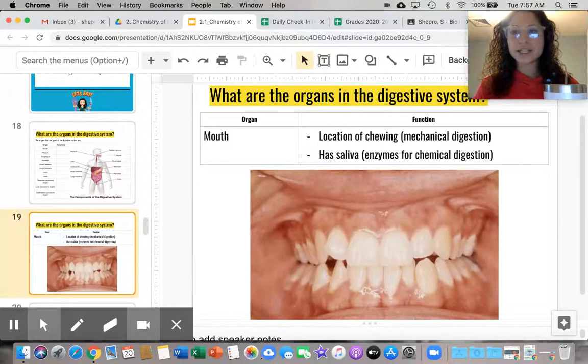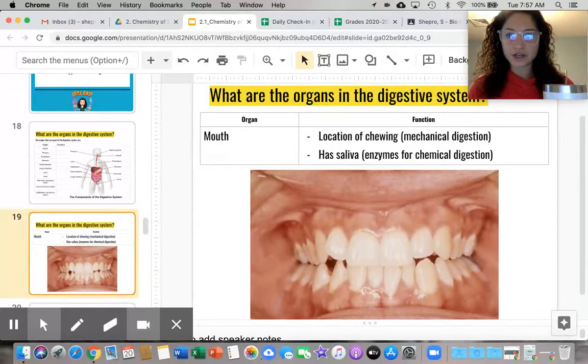So mechanical digestion is physically pulling the food apart into smaller pieces. And that's what chewing does. So when we chew our food, we are physically breaking the food down into smaller pieces so that our body can eventually start to use the nutrients inside of it. That would be the mechanical digestion.